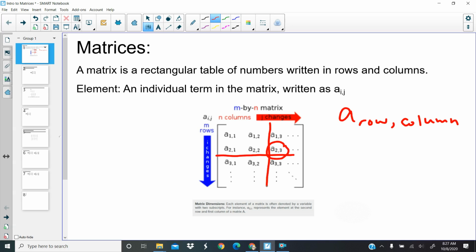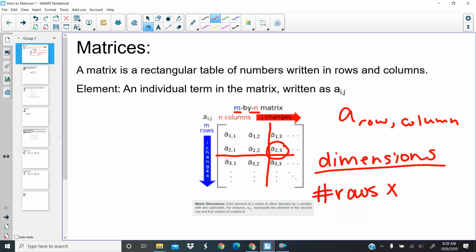And then the dimensions of a matrix is something else you'll need to be able to classify matrices by. The dimensions are M by N, which means the number of rows by the number of columns. So the rows are going to go first.